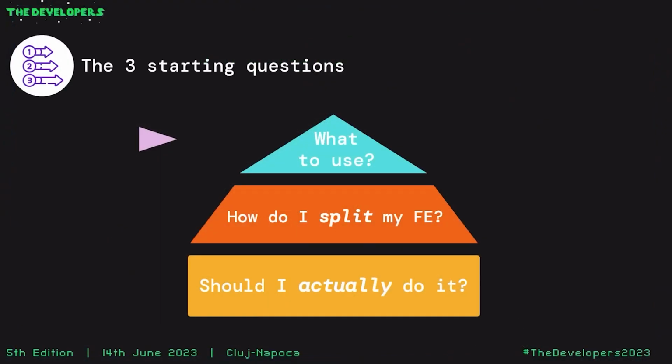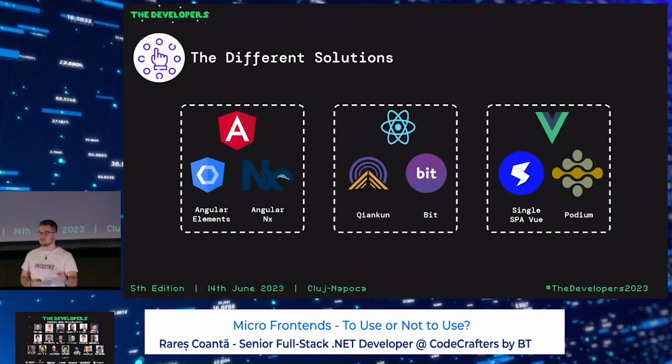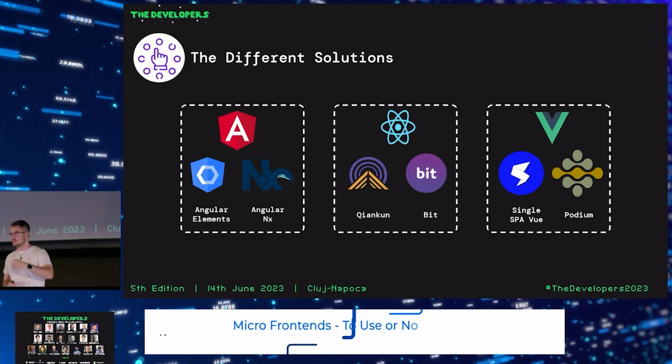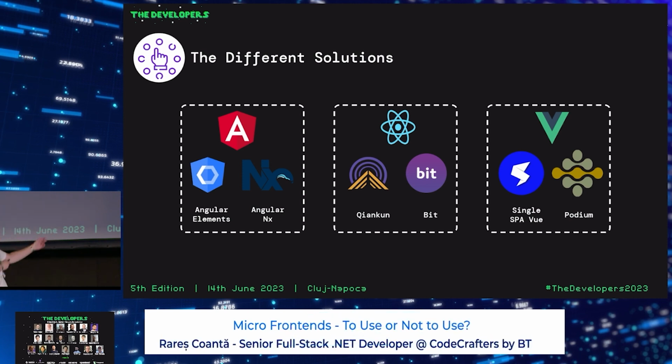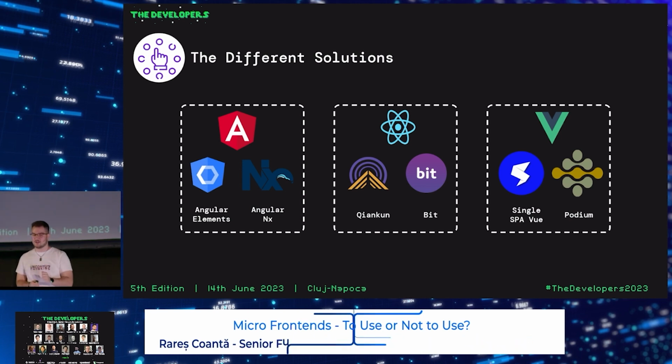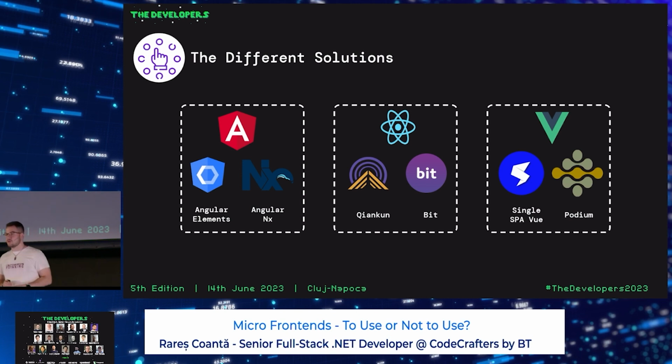But now it's actually an easy one, just use module federation, and we can skip this question, but for the sake of argument, let's look at the different solutions. I listed here some of the most popular solutions for the most popular frameworks that we have: Angular Elements and Angular NX for Angular, Bit for React, and also single-spa and Podium for Vue. These are some good solutions, and I cheated a bit because theoretically single-spa can be used for each of these 3, but I put it there so people know about it. These are all good technologies.